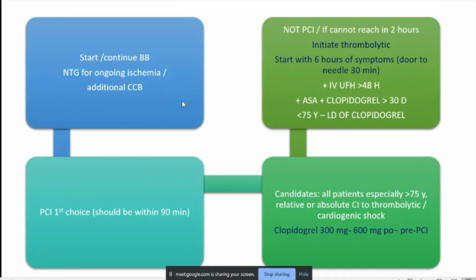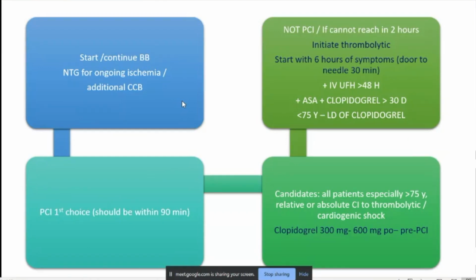Okay. And again, if the patient has cardiogenic shock, we cannot use thrombolytics; those are the candidates for percutaneous coronary intervention. Now, usually we give clopidogrel 300 milligrams to 600 milligrams before the procedure, okay? Why? Because it seems to decrease death and reinfarction.